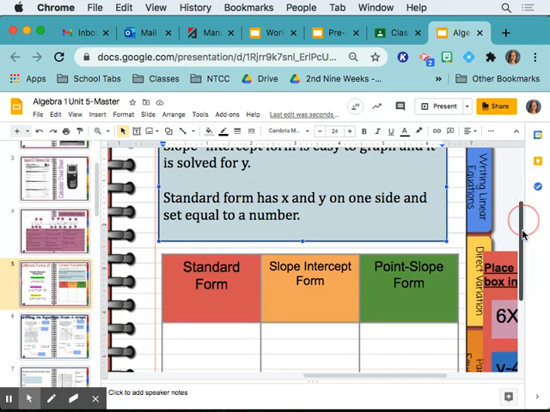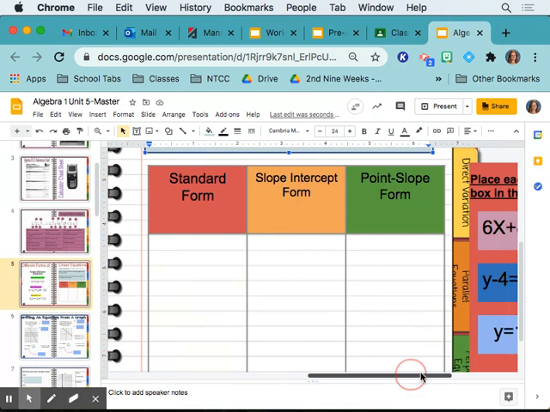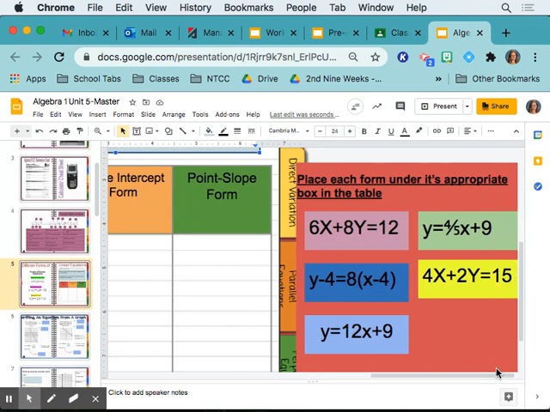Okay, so now you're going to do another drag and drop. We have standard form, slope-intercept form, and point-slope form. So place each form under its appropriate box in the table. So go ahead and drag and drop.